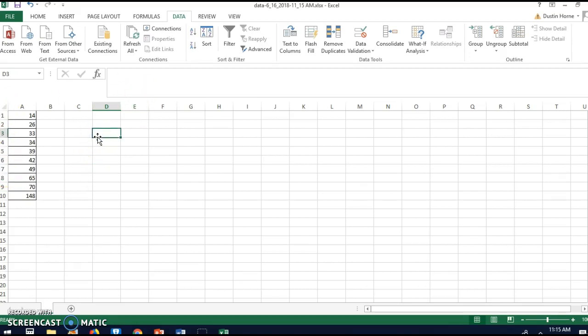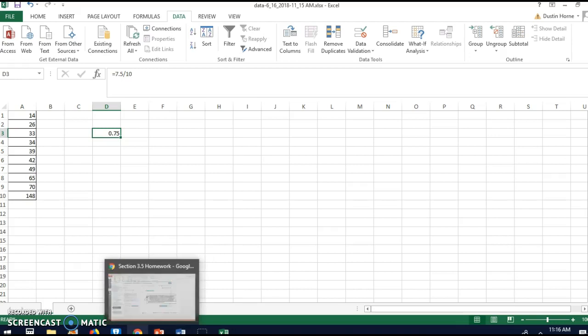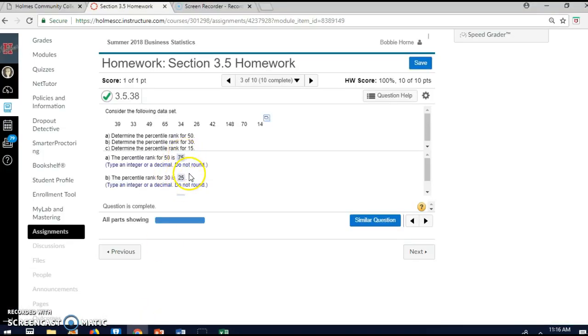So I want to do 7 plus 0.5, which is 7.5, and I want to divide it by the total amount of numbers I have, which is 10. So I get 0.75. If you times that by 100, anytime you multiply by 100, you're moving the decimal 2 places to the right. So 50 would be in the 75th percentile rank.